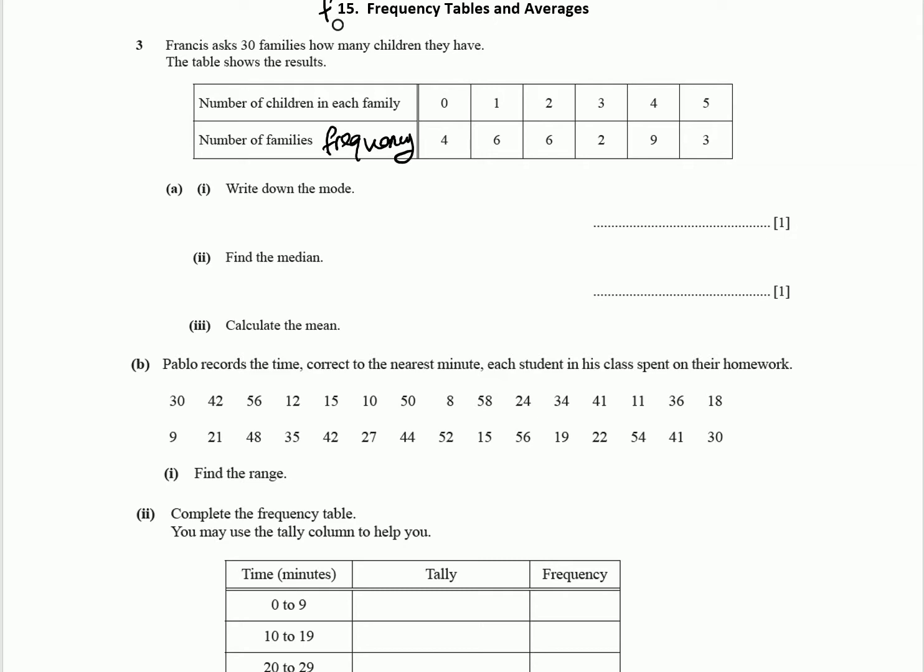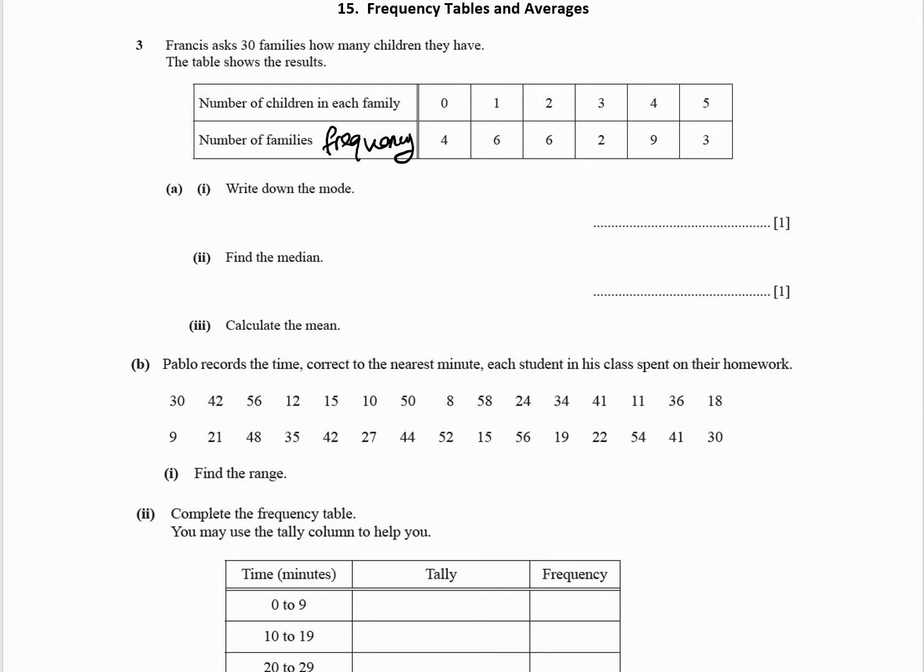So there are 4 families with no children, 6 families with 1 child, and so on. So these numbers are the frequency, and the numbers at the top, they're the things we're actually interested in. And in a question like this where they don't call the frequency, we've got to pay very close attention to that before we continue. Now the mode is the one with the highest frequency.